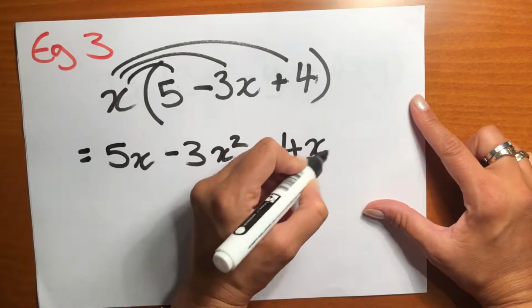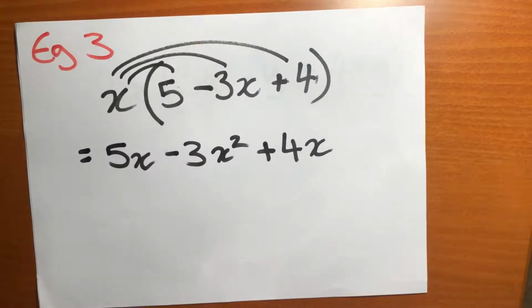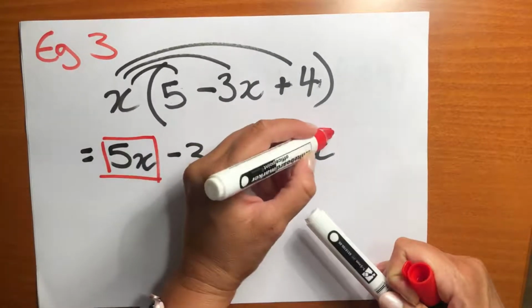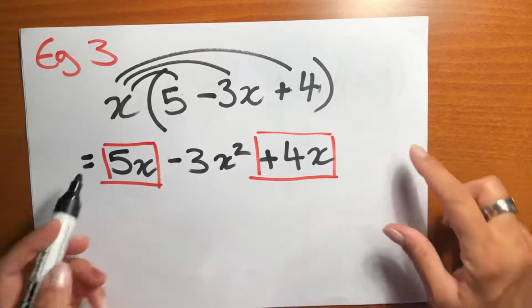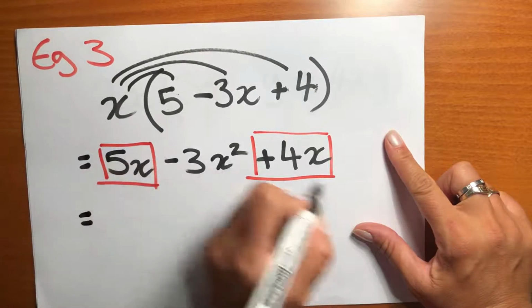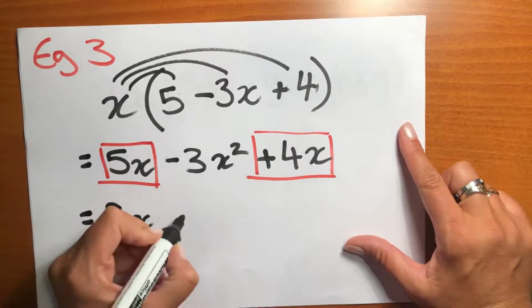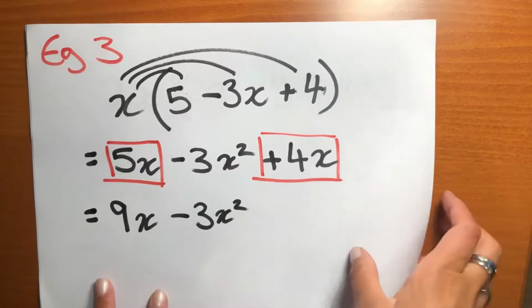That's 4x. Remember, we don't just say we're finished. We need to make sure we have a look across and we collect any like terms. In this case, we can box up this one, box up this one, and we have 2 like terms. They belong to the x family. So collect them up. That's 5 plus 4 is 9. There are 9 x's, and negative 3x squared stays there.